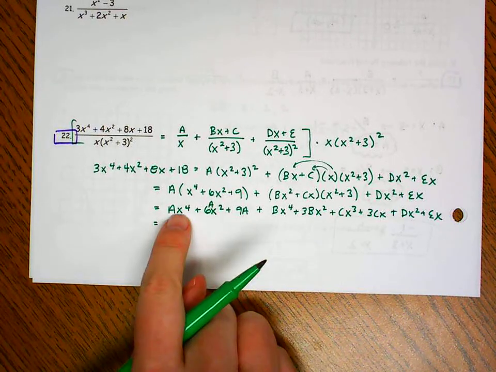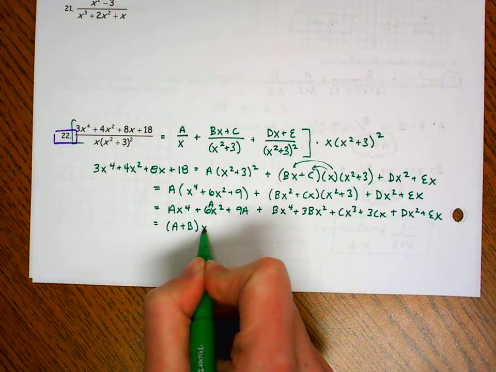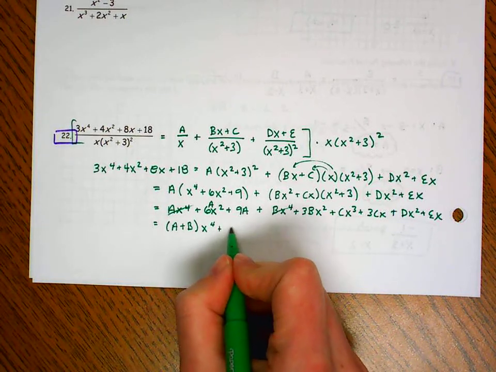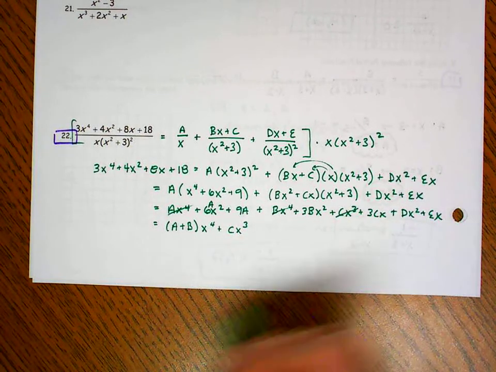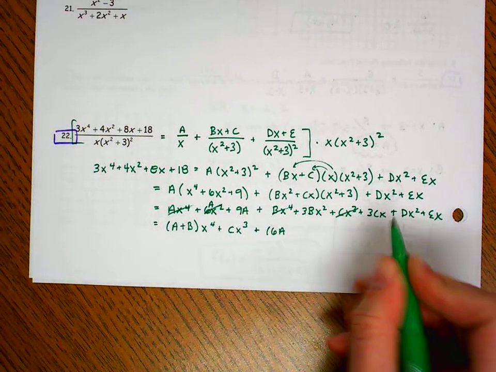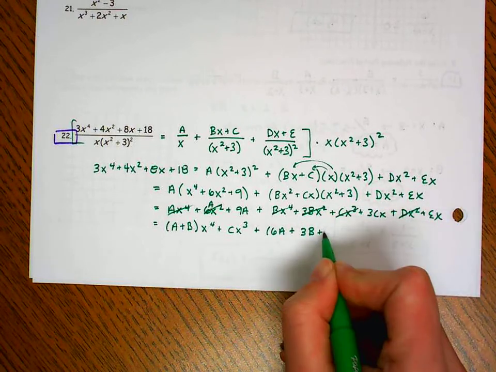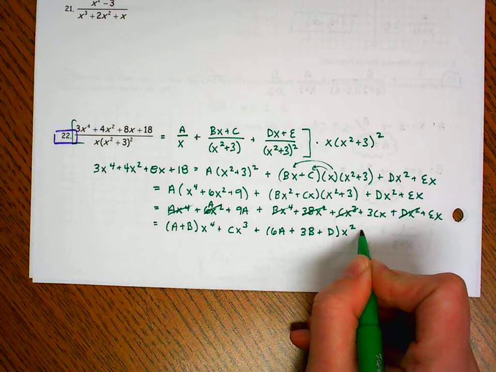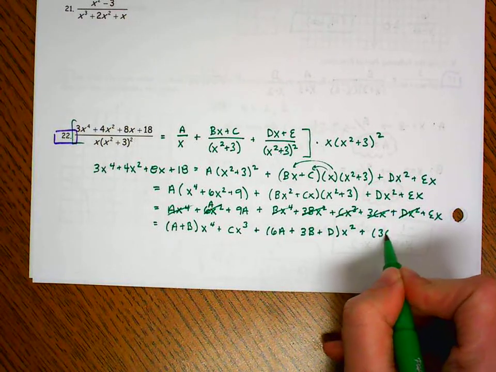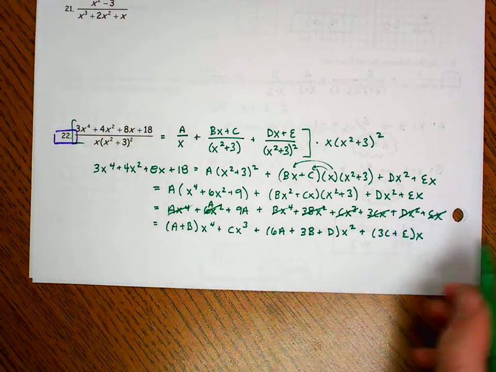Okay. Well, now I'm going to combine terms. So I have an x to the 4th and x to the 4th. So that's going to give me an a plus b x to the 4th. So I've used that. I think I only have a cx cubed term. I have a 6a plus 3b plus d x squared term. Then I have a 3c plus e for my x term, and then I just have a 9a left over.